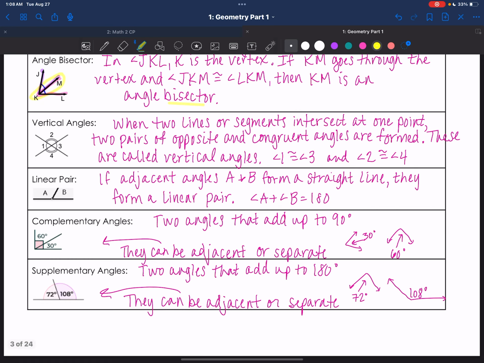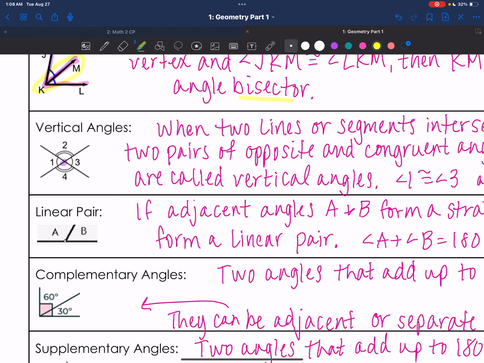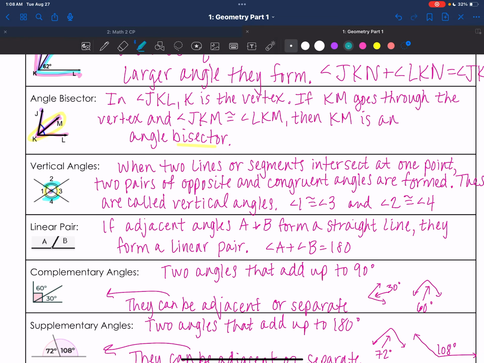Next up, vertical angles. Vertical angles says that when two lines or segments intersect at one point, so this would be the point right here, two pairs of opposite and congruent angles are formed. They're called vertical. So how we can think of this is angle 1 is congruent to angle 3 because they're opposite this vertex right here. And then angles 2 and 4 are congruent because they're opposite that point right there. And make sure you get those examples written down.